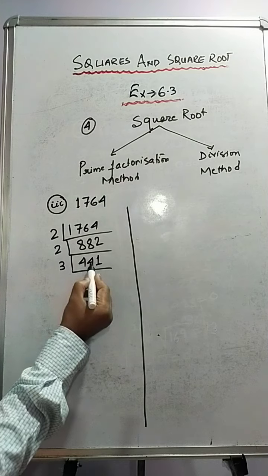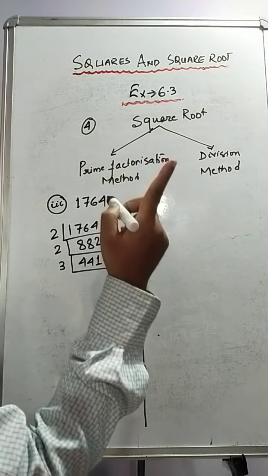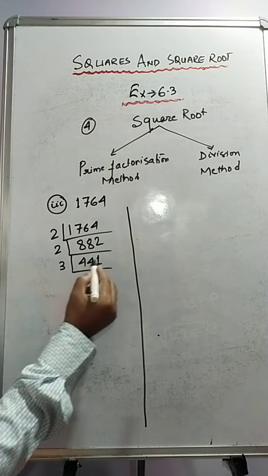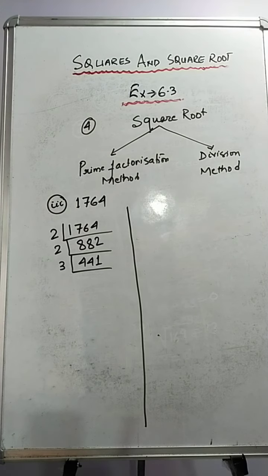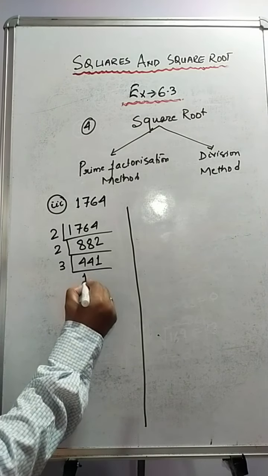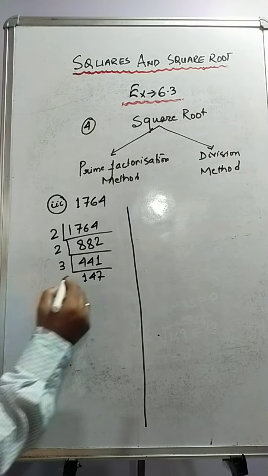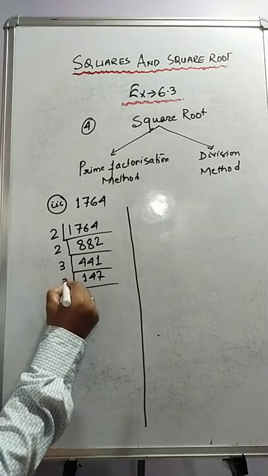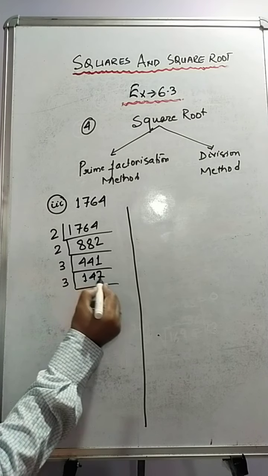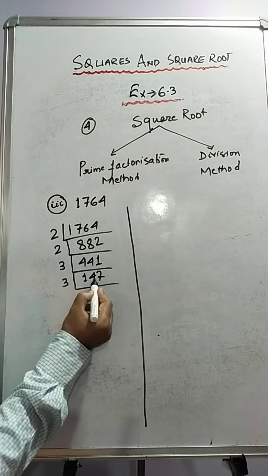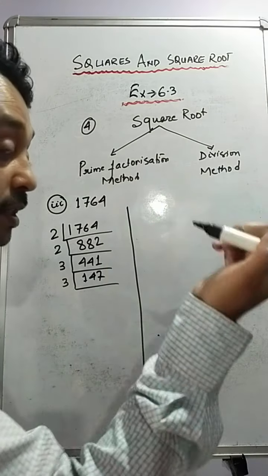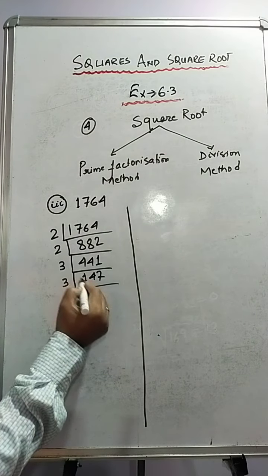Why? Because 4 plus 4 is what? 8. 8 plus 1 is 9. So 9 is divisible by 3. So this number will also be divisible by 3. So the value would be 147. Okay, 147. And this 147 is again divisible by 3, students. If you again add all the digits, 1 plus 4 is 5, 5 plus 7 is 12. So 12 is again divisible by 3. So this is again divisible by 3.